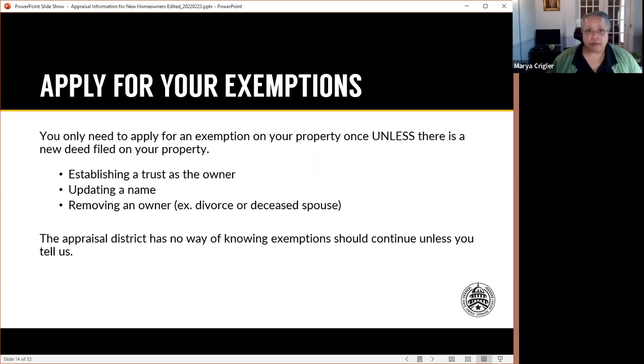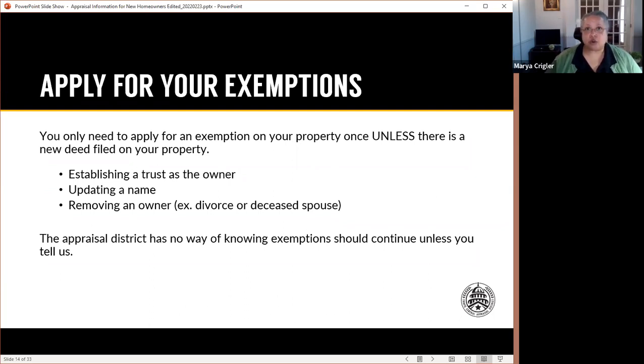Now, if you put your property in the name of a trust and you are the beneficiary of the trust, you can still claim a homestead exemption. But you just need to submit your application and let the appraisal district know that this was not a true change of ownership, but that it was actually done for estate planning purposes and you were still the actual owner and beneficiary of the new trust.